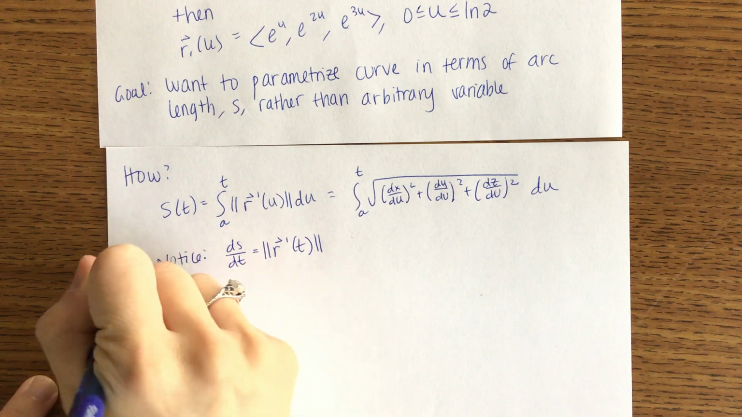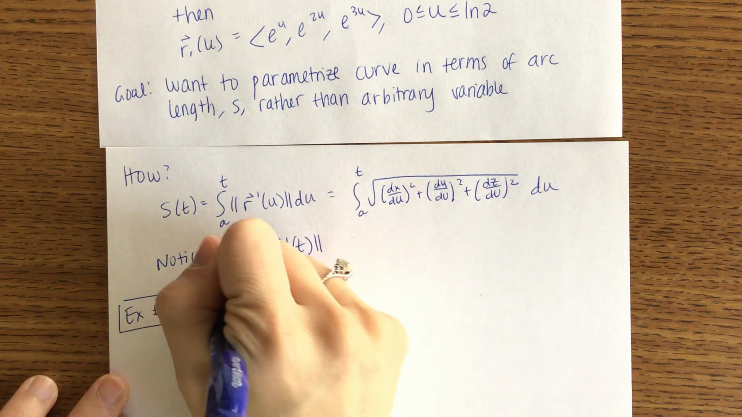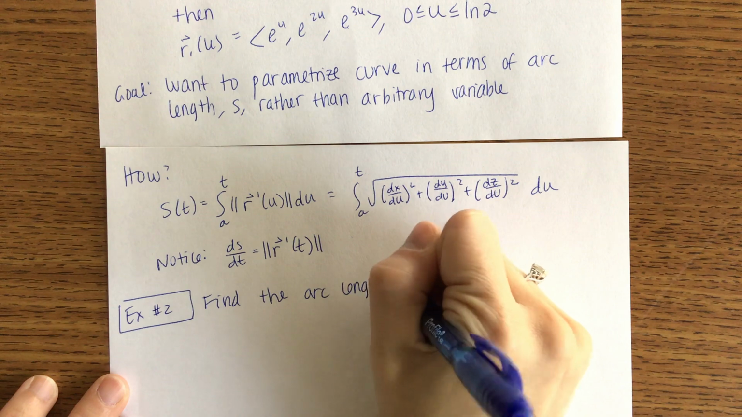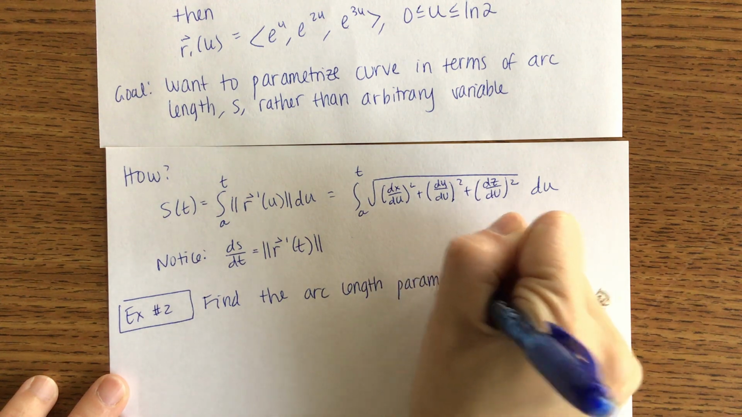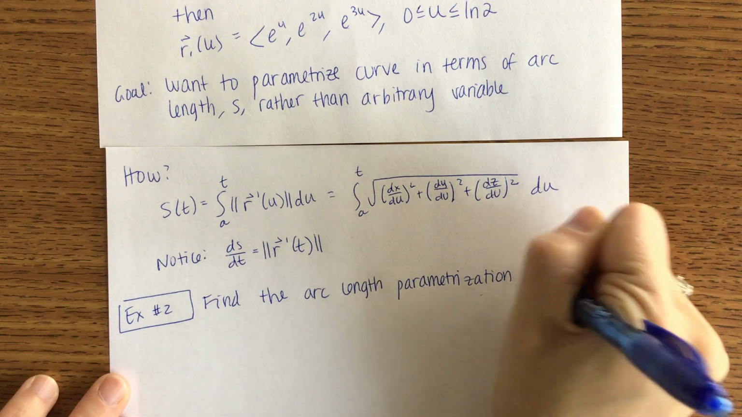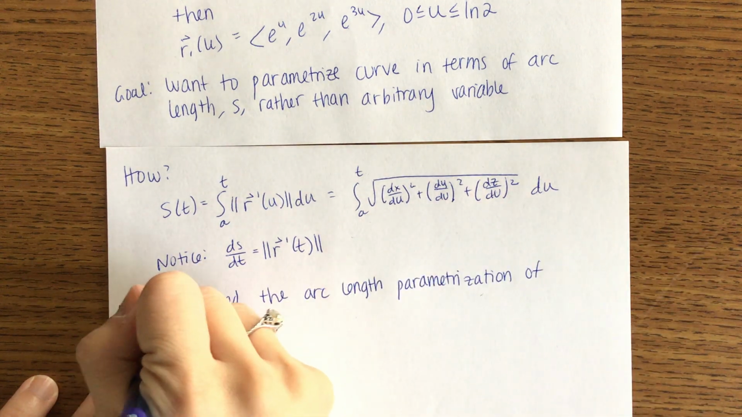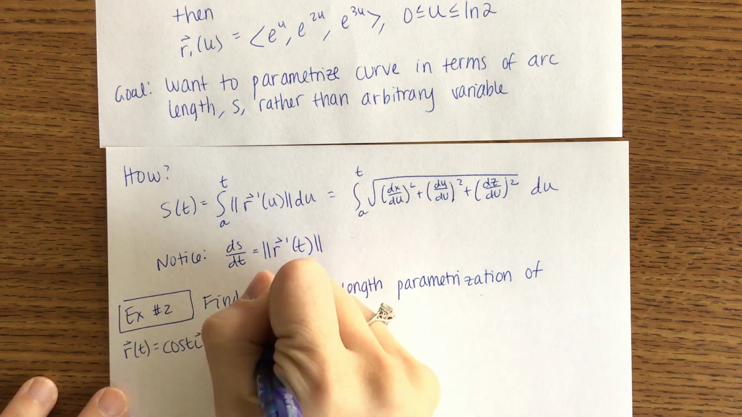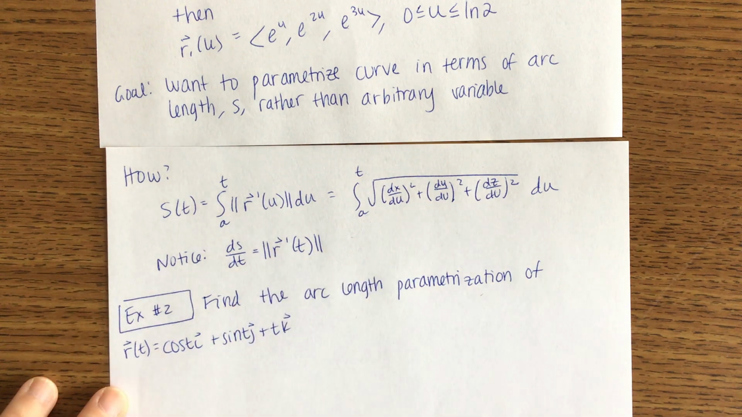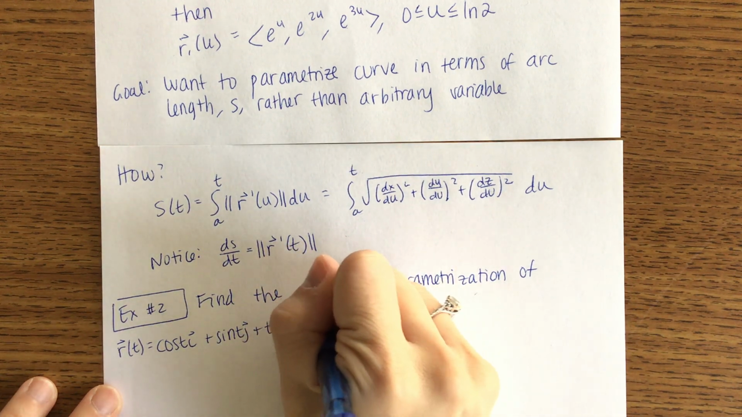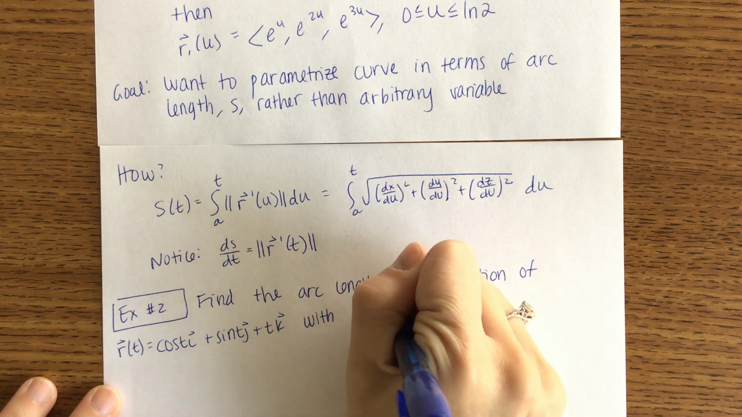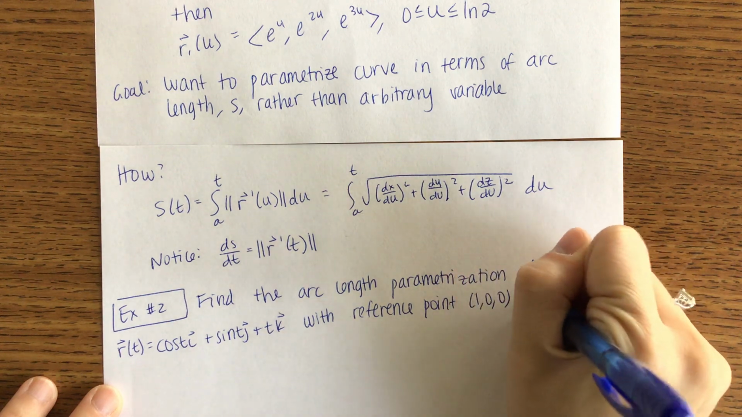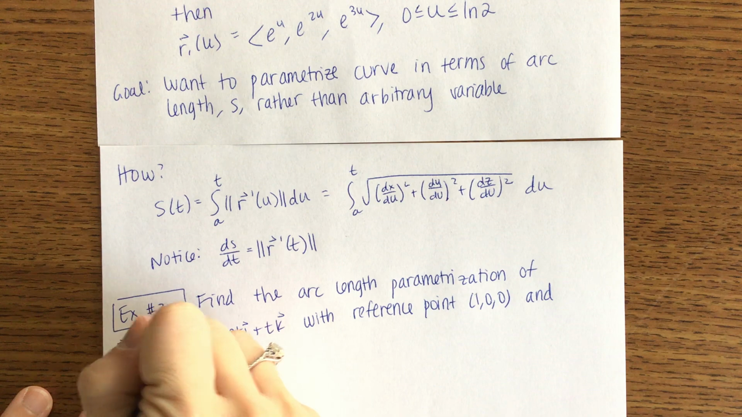Here's how you're going to use that. Example 2, we are going to find the arc length parameterization of the curve r of t equals cosine t i plus sine t j plus t k, with reference point (1, 0, 0) and the same orientation as the helix.